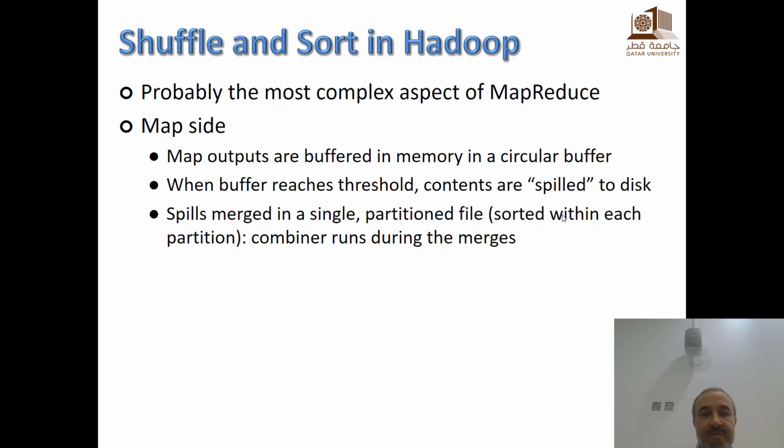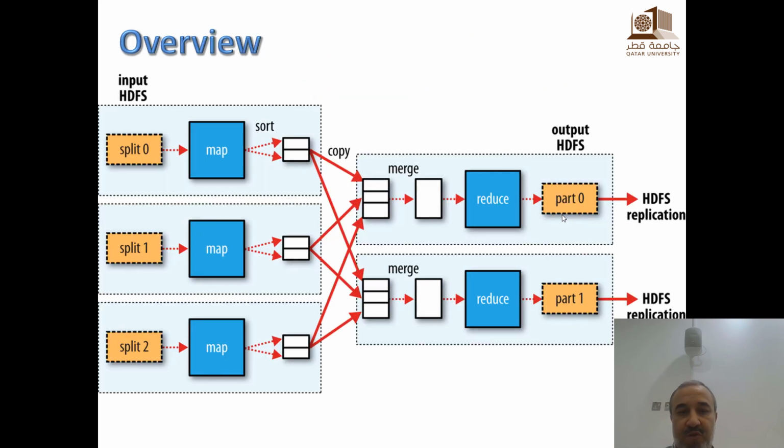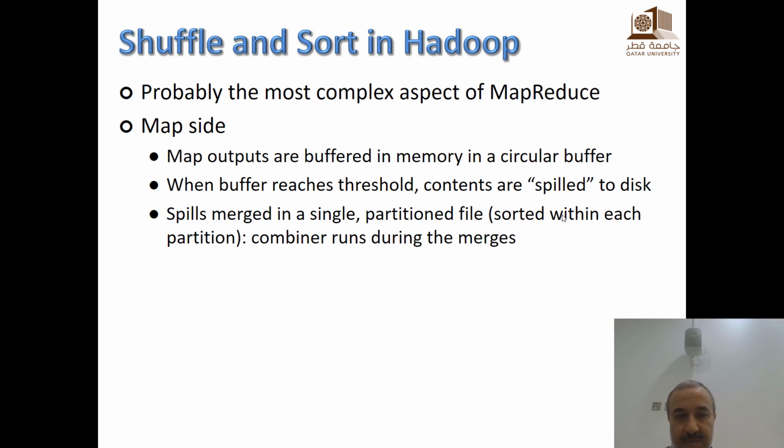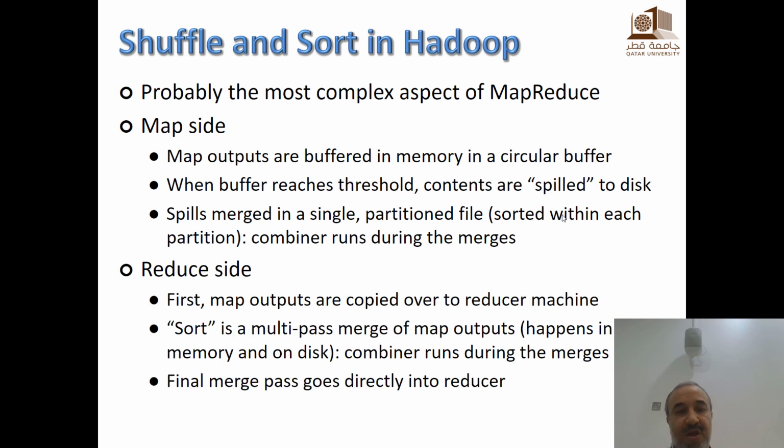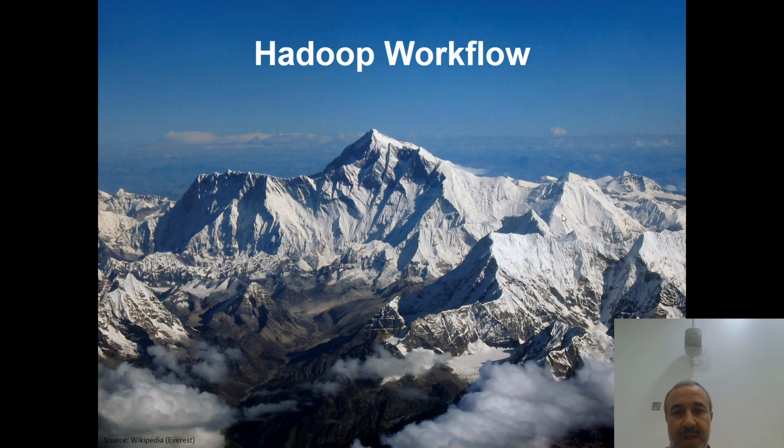Shuffling and sorting in Hadoop, the most complex aspect of MapReduce, but it is done, of course, automatically for us. What happens in the map side? I think this is just an explanation of what we already explained. So the output is buffered, the buffers are spilled, and the spills are merged into a partitioned file, and at the reduce side, the map outputs are copied. Didn't say pulled, but I think it's pulled, and merged together.